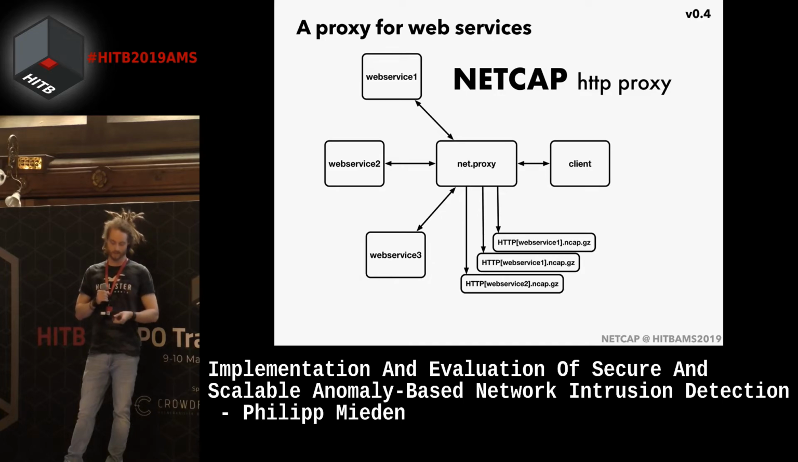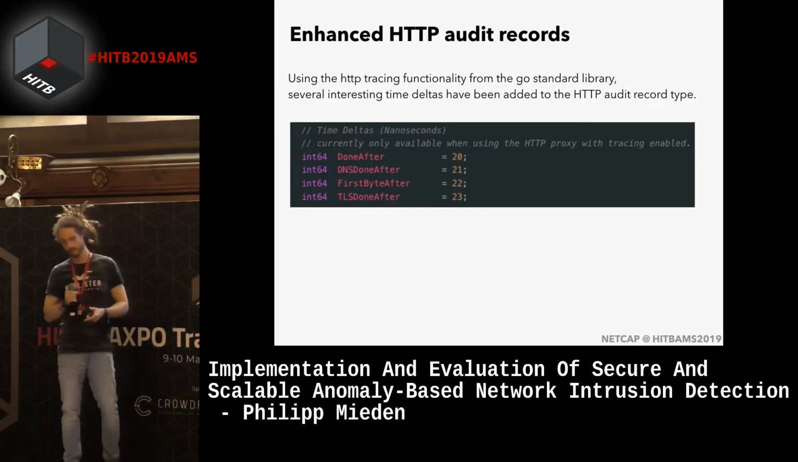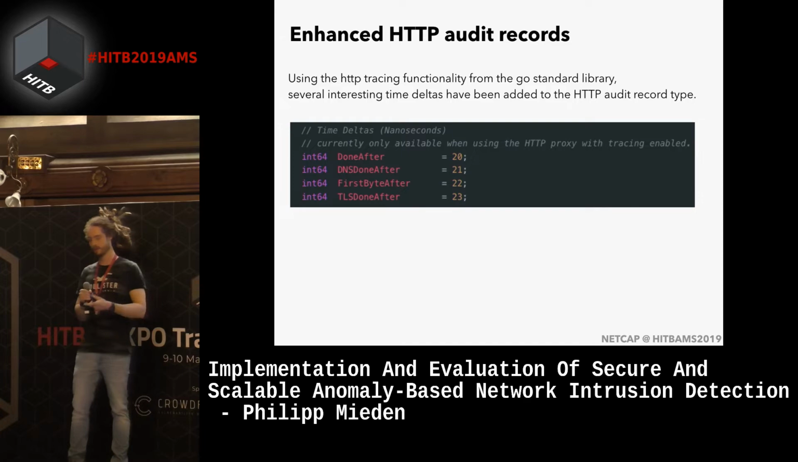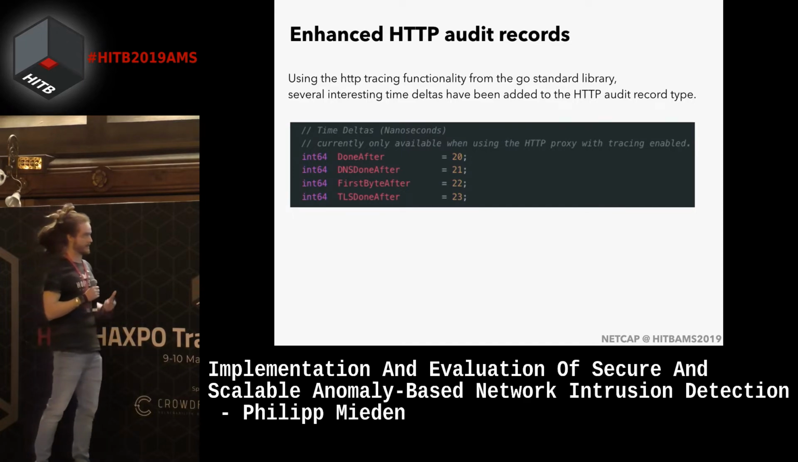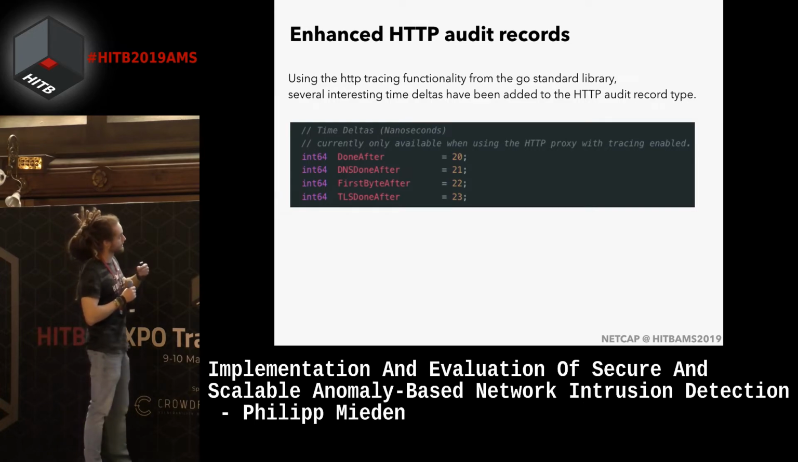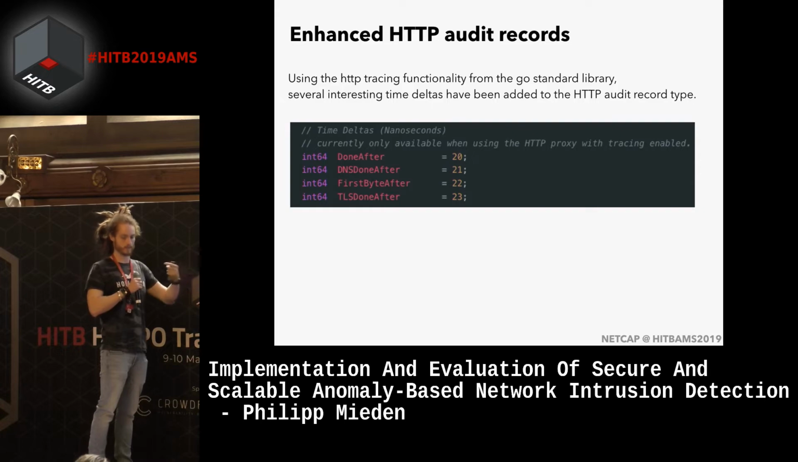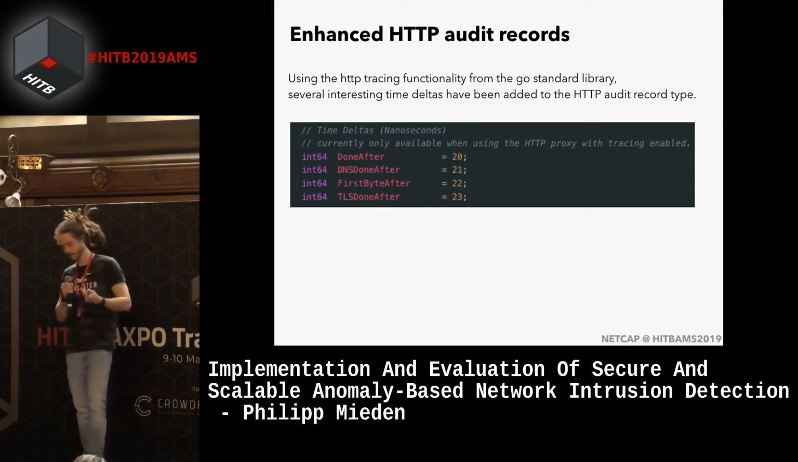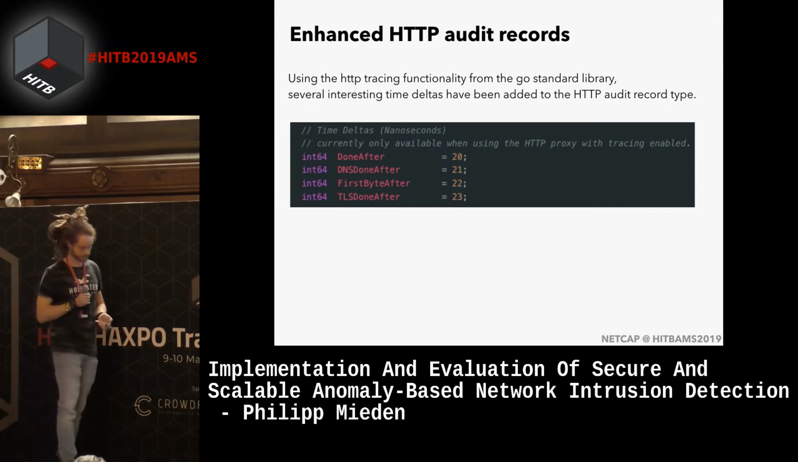And the nice thing here is that while doing it this way, I can use the tracing functionality for HTTP from the Go HTTP standard library. And I can give you a couple of more interesting fields here. So for example, the total time it took from request to response, the time it took to resolve the DNS query, the time it took until we received the first byte of the response, which might be interesting for some timing attacks, and also the time it took for the TLS handshake to complete.